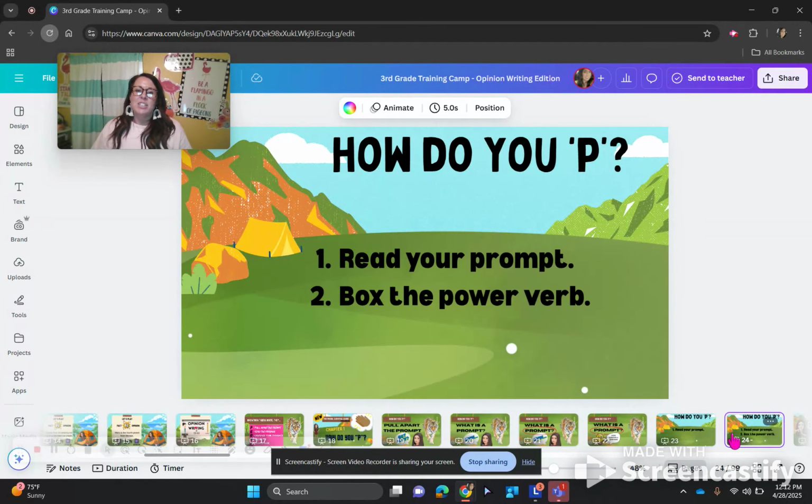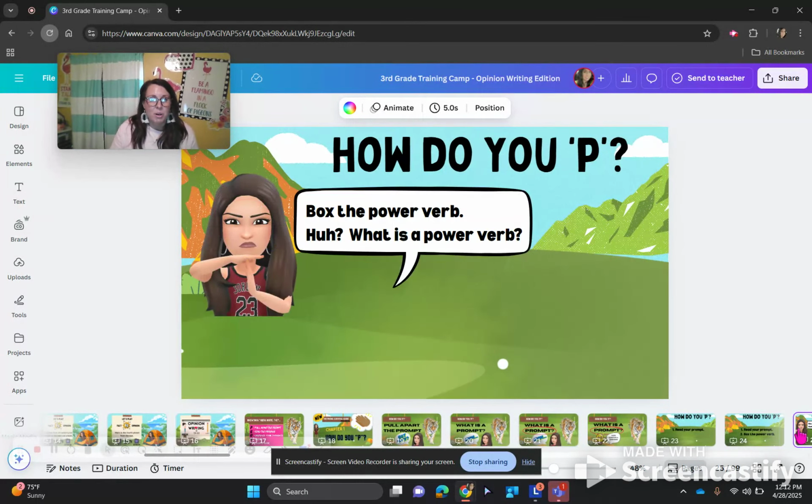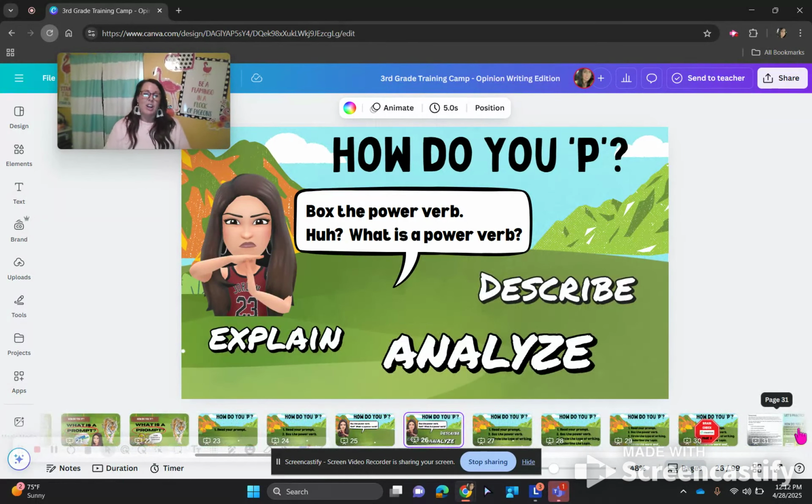The second thing we need to do is box the power verb. So we're actually going to find the power verb inside of our prompt or question and put a box around it. Well, what's a power verb? So glad you asked. A power verb is something that you might have seen before. If you've seen these words before, explain, describe, analyze, those are power verbs. So those are the words that you're looking for, and you're going to put a box around that power verb.